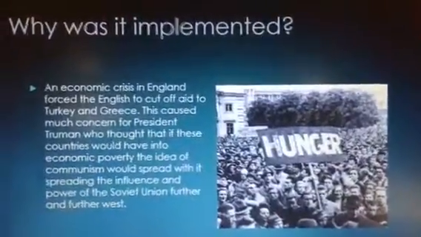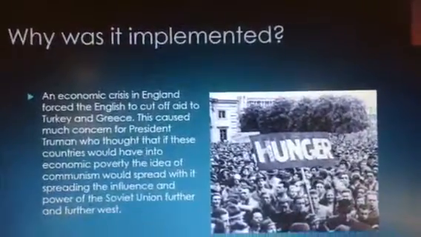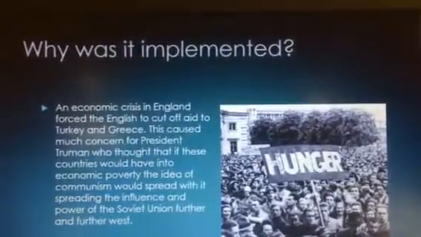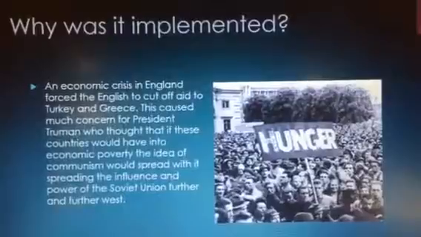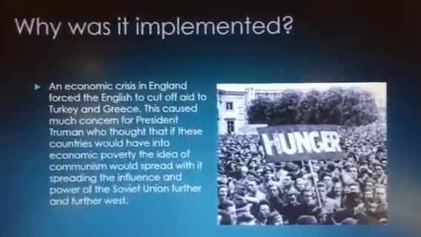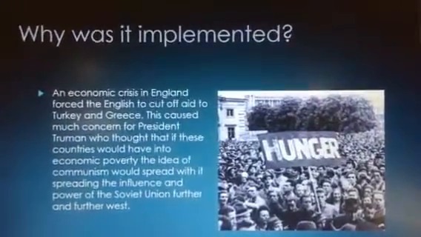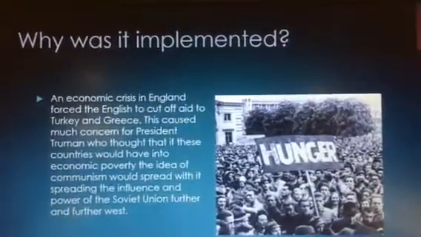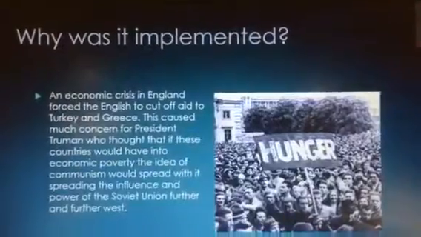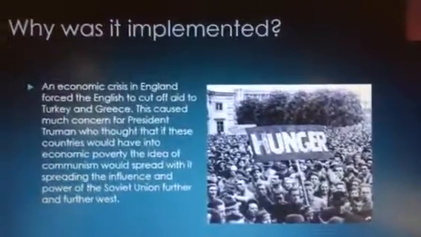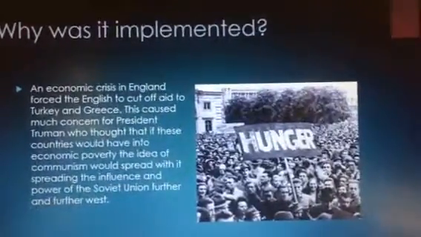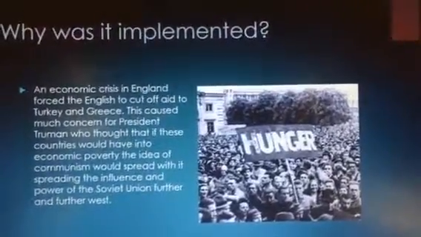So why was it implemented in the first place? Well, the economic crisis in England forced England to cut off aid to Turkey and Greece, and the American president at the time was very worried that the Soviet Union would take advantage of England's weakness and not being able to provide aid to these countries, and go ahead and provide aid to those countries themselves, thereby strengthening Soviet influence in the area. And once Turkey and Greece would fall to communism, they would just keep moving and moving westward.